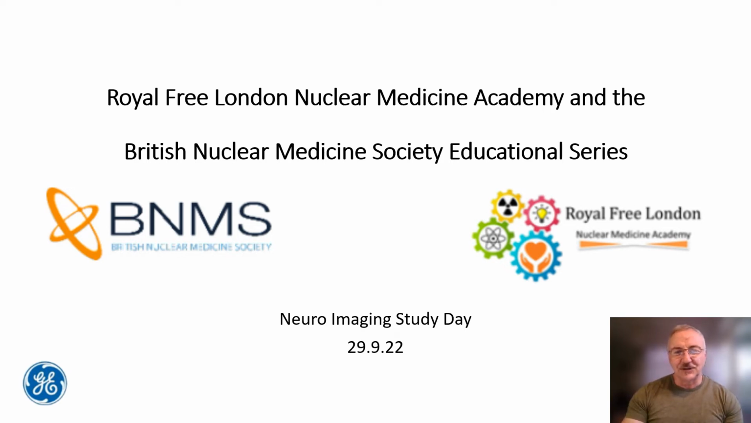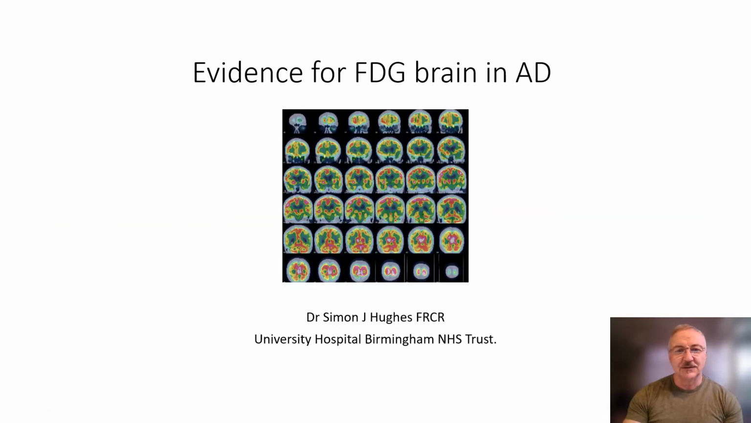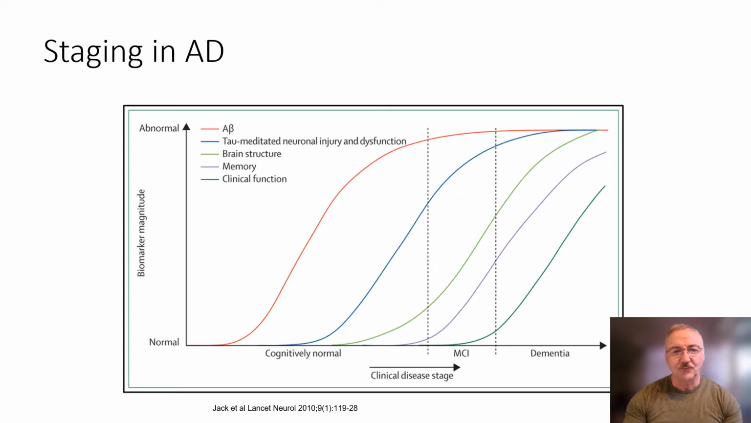In the next lecture, we're going to look at the evidence for FDG brain imaging in Alzheimer's disease. First thing I want to introduce you to is this model of the staging of Alzheimer's disease, introduced over 10 years ago.